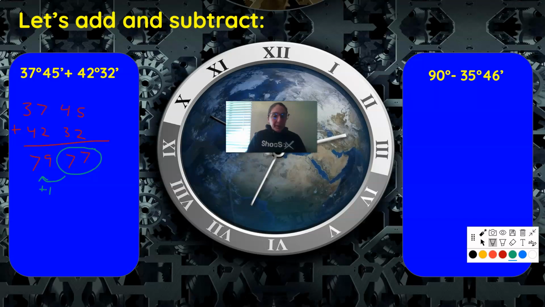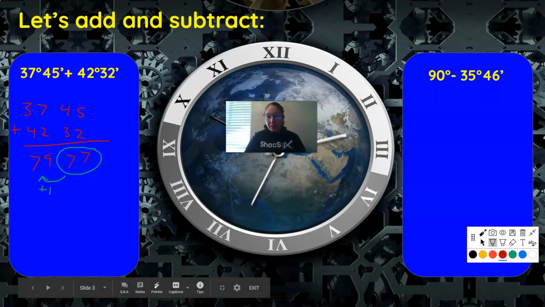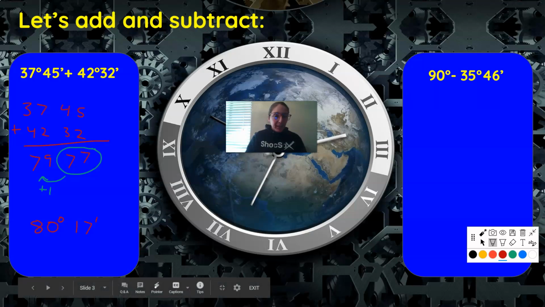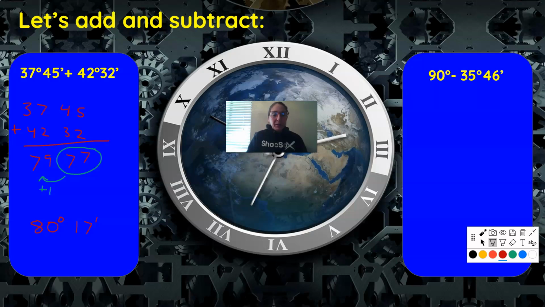is we're going to bump the degrees up by 1, and then we're going to write the remainder. So we're going to bump the degrees up to 80. And now after we do that, now we've taken 60 minutes over here, so how many minutes are left over? Well, 17. So this will end up being 80 degrees, 17 minutes. Because I took out 60 to bump my degrees up, and then what was left over was 17 minutes. You always want to make sure that your minutes or your seconds are a number less than or equal to 60.